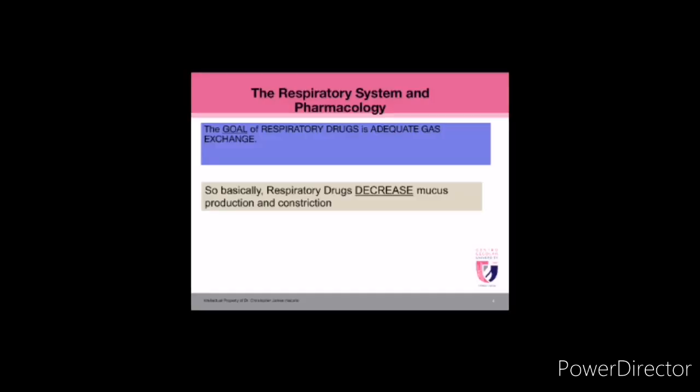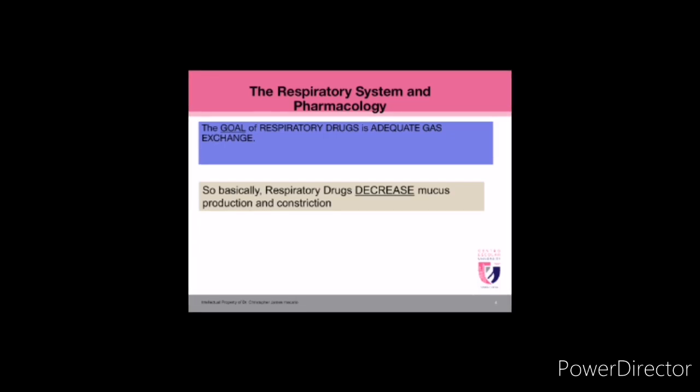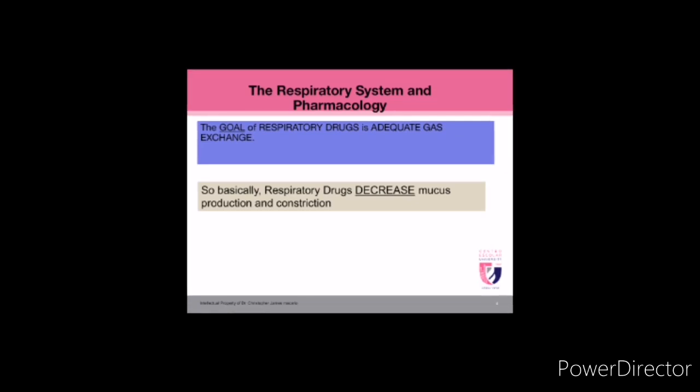Okay? And so, with all that introduction, and before we talk about anything about respiratory drugs, you have to know or be aware that the goal of respiratory drugs is isa lang naman. It is adequate gas exchange. So, kahit ano pang type ng drug yan, or respiratory drug should I say, it all boils down to adequate gas exchange. Yan ang gusto nating mangyari.